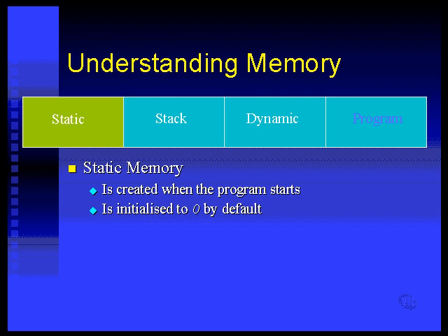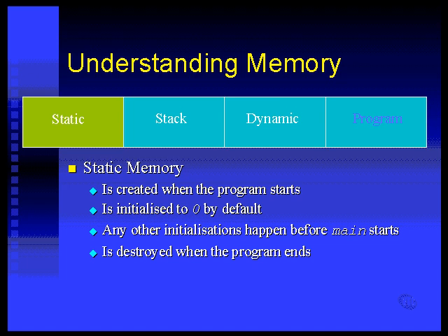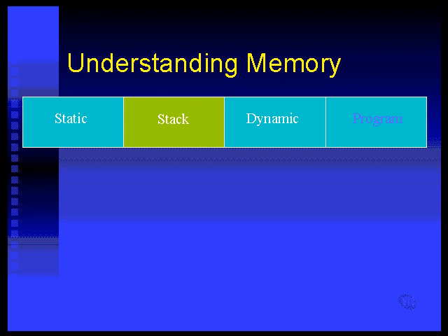You can, of course, initialize these variables to other values besides 0, and if you do, those initializations will happen before main actually starts running. All static variables, as I said, have a lifetime of the entire program, so they are only destroyed when the program ends.